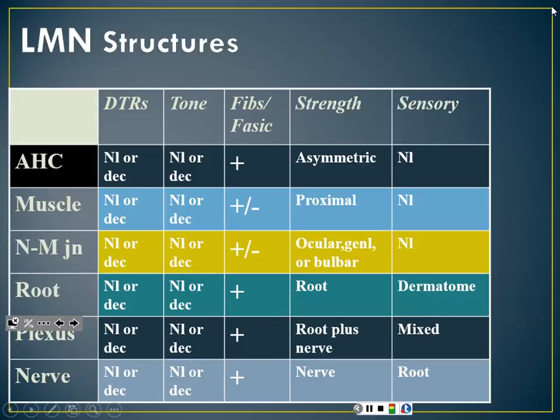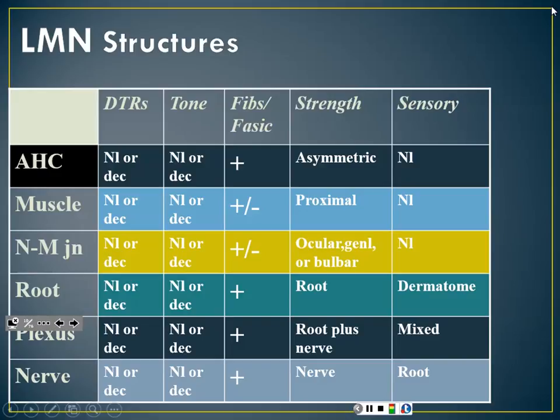We can have fibs and fasciculations. All of them can have that because they're all lower motor neuron processes. And then we get into the two things that help you differentiate the 6 components. First of all, do they have sensory symptoms or do they not? Think about it. Anatomically, the anterior horn cell is pure motor, muscle is pure motor, and the neuromuscular junction is pure motor. So what are they never going to have? They do not have sensory symptoms.